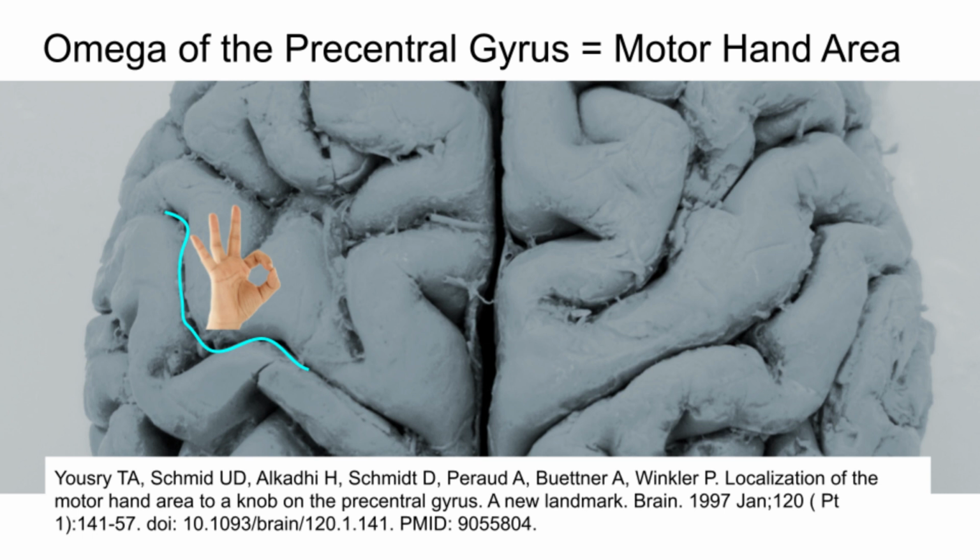As such, this is the first reason why we teach you the central sulcus of Rolando, because this is our marker, one of the easiest sulci to identify on the external surface of the brain.